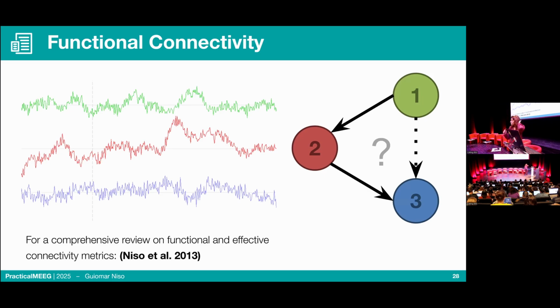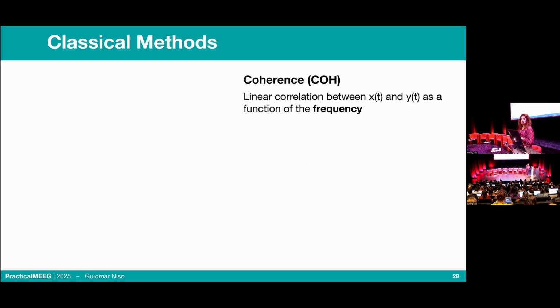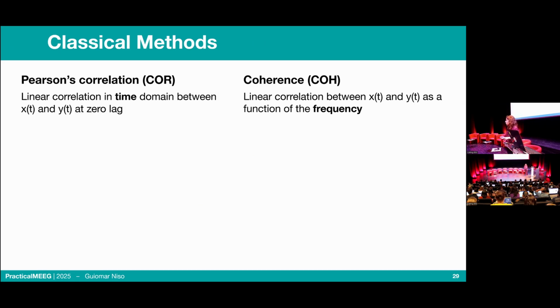During my PhD, I did a comprehensive review of many connectivity metrics. I put the link here. Some metrics are based on classic concepts like Pearson correlation, where you establish a linear correlation in time between two signals. So imagine these two signals. They are very small, but I hope you can see them.